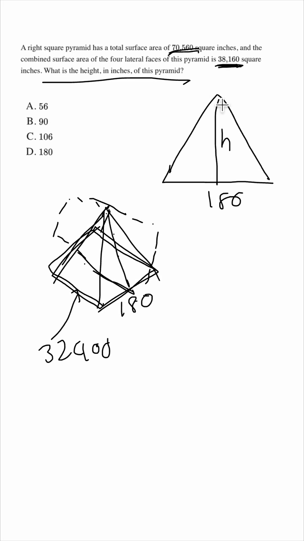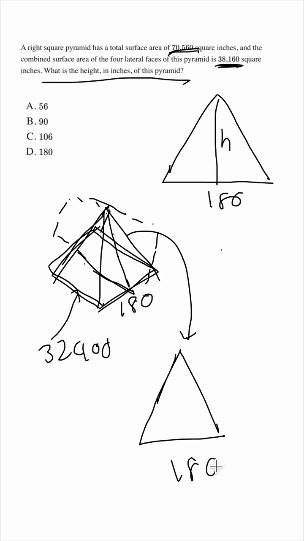Now we also know that the four lateral faces have a surface area of 38,160. So 38,160 divided by 4 will give us the area of one of them, and that is 9540. So the area of one of these triangles on the exterior also has a base of 180, but this height right here is different. I'm going to call this L, because now I'm taking the surface, whereas this one was just this thing right here.